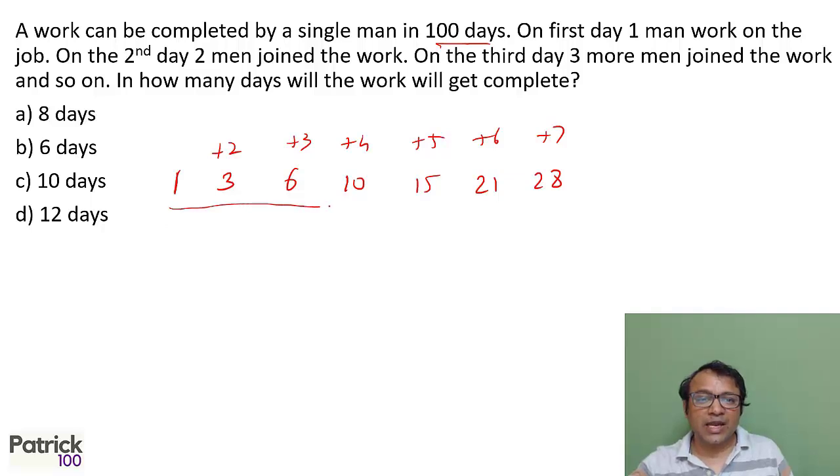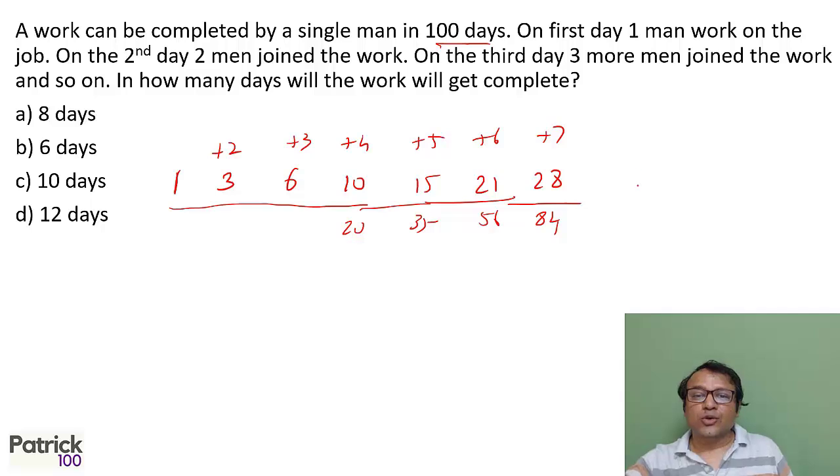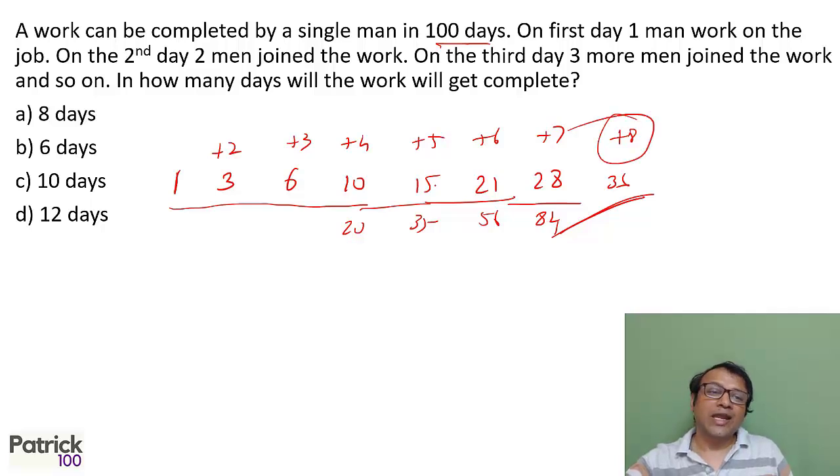Find out: 3 plus 6 is 9, plus 10 is 20. 20 plus 15, 35. 35 plus 21 is 56. Plus 28 is 84. So next will be plus 8, which is 36. So now 100 will be complete. We want 100 days of work, right? So on 8 days it is complete. So the answer will be A option. 8 days. That gives the answer.